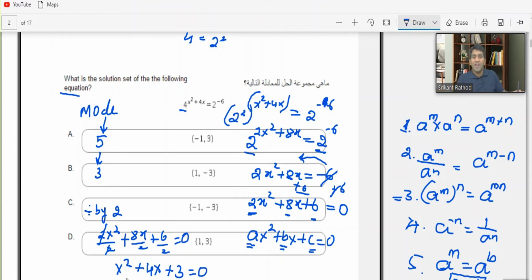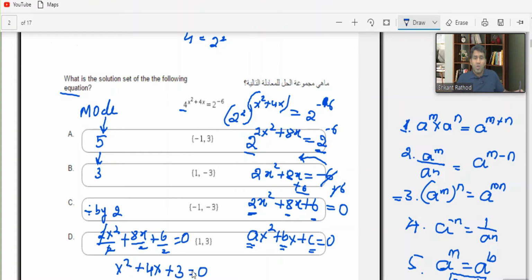Now how do I solve this one? I can solve it either by splitting the middle term, or by factoring, or I can use the quadratic formula, or better, we can use the calculator as I told. So all this calculation won't be required if you are using a calculator.